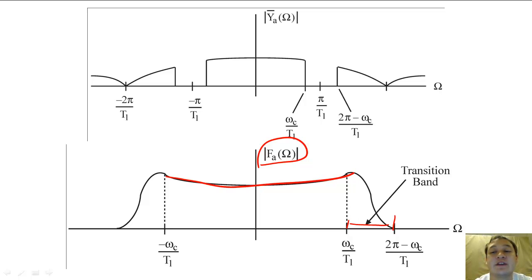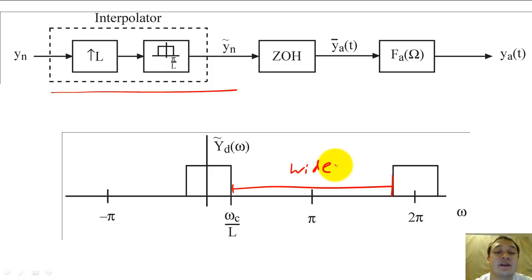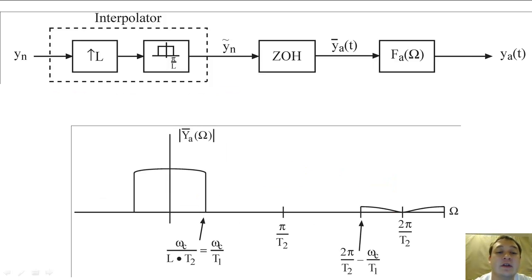If we interpolate y[n] first, we can create a y_d with much more space between the highest frequency of the k equals 0 replicate and the lowest frequency of the k equals -1 replicate. When we pass the interpolated signal through the zero-order hold component, the sinc function does not warp the k equals 0 replicate nearly as much as before.